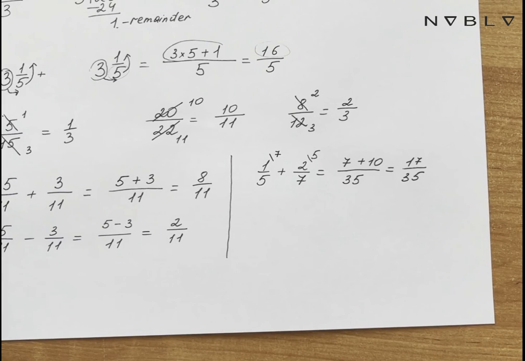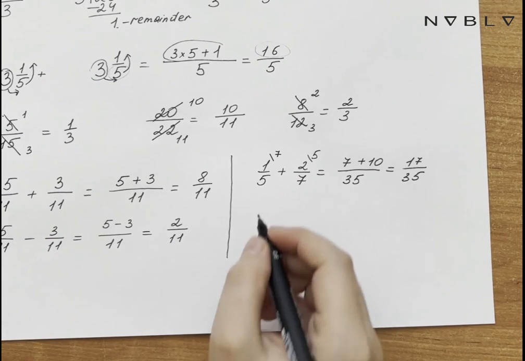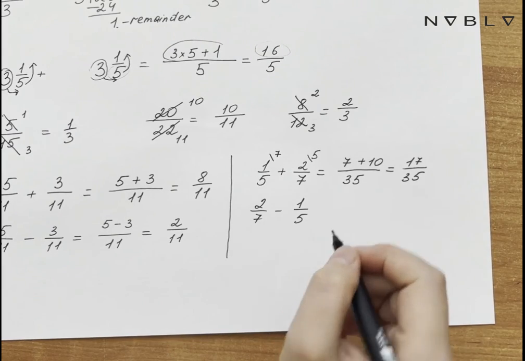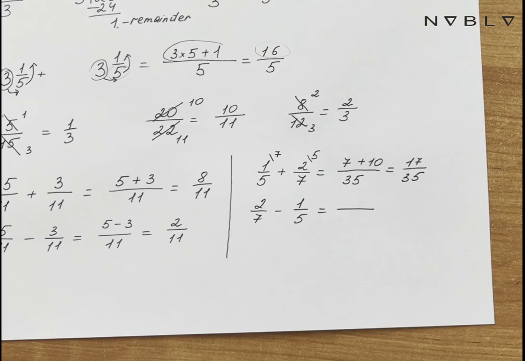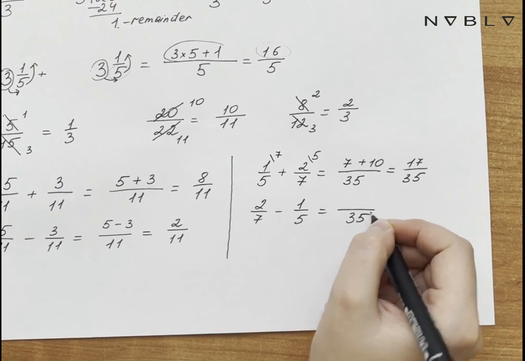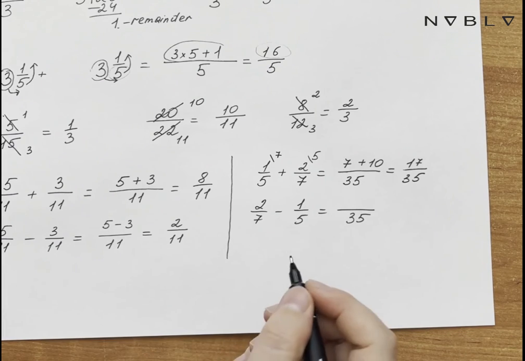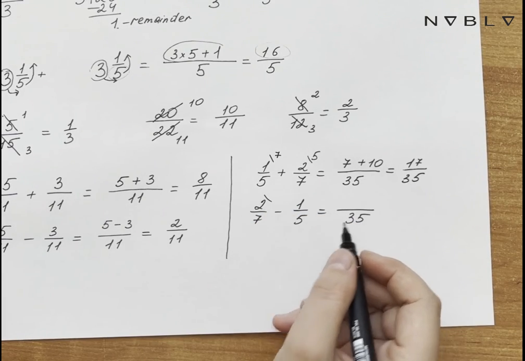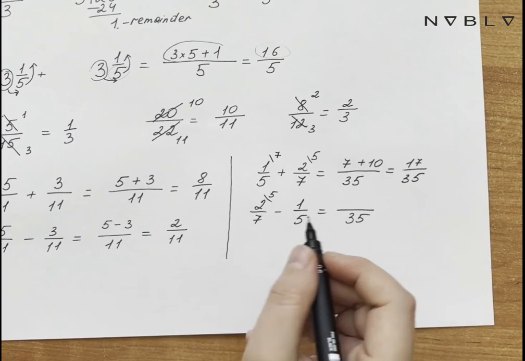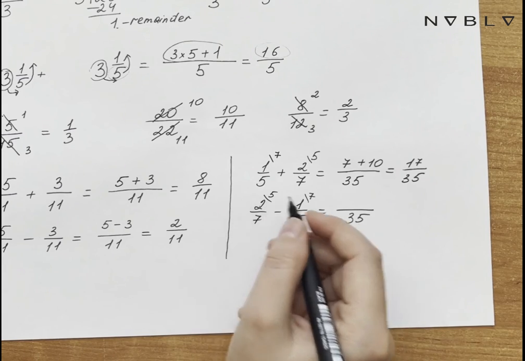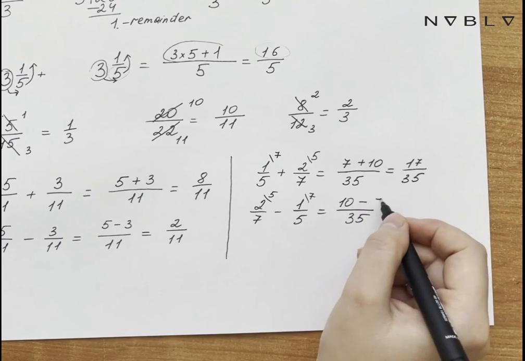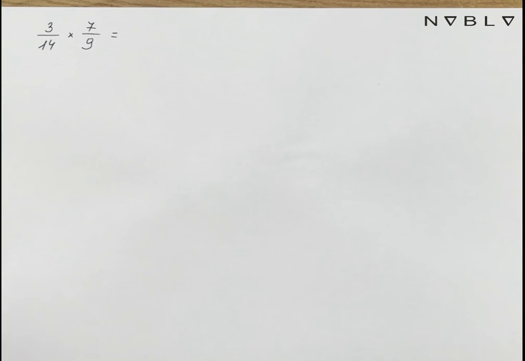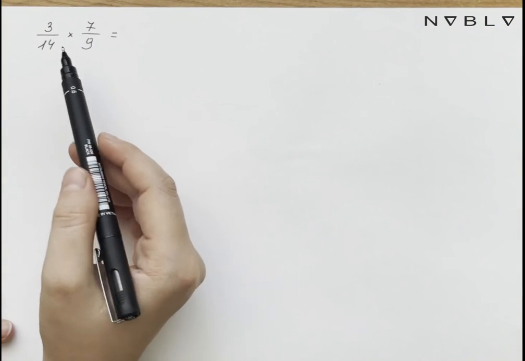And now I want to show you subtraction with different denominators. 2/7 minus 1/5, or a fifth, equal to, also our denominator will be 35, and our additional factors will be 35 divided by 7 is 5, and 35 divided by 5 will be 7. 2 times 5, 10. 1 times 7 is 7. 3/35.